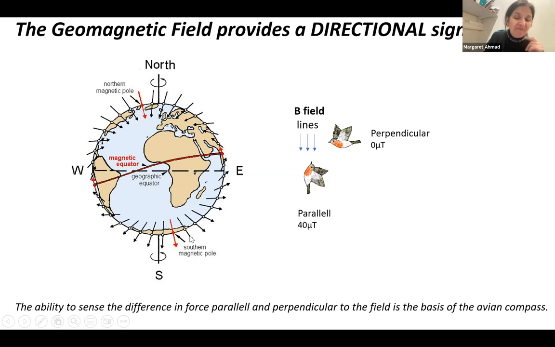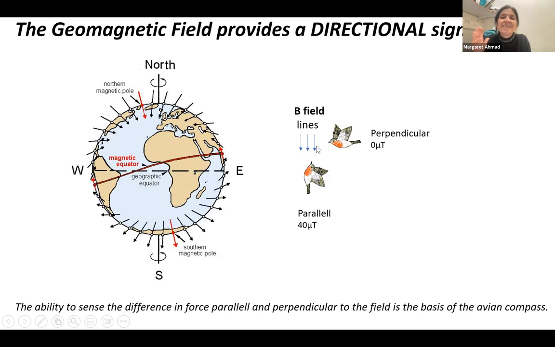From north to south, they're going down into the ground and up out of the ground. On the right, you can see what the actual signal that is perceived by the birds is likely to be. So the thing to keep in mind and never forget is that the magnetic field is a directional force.